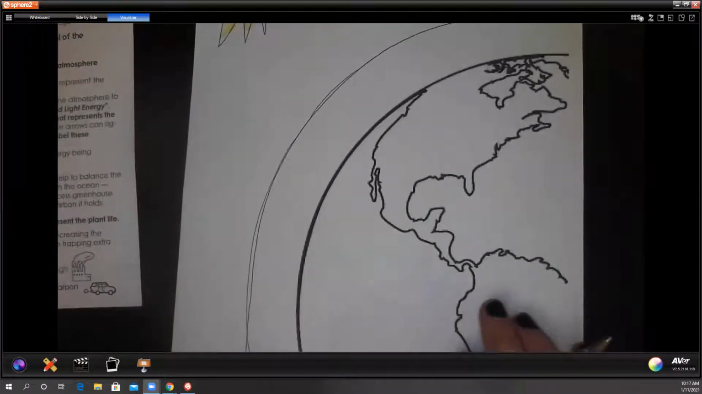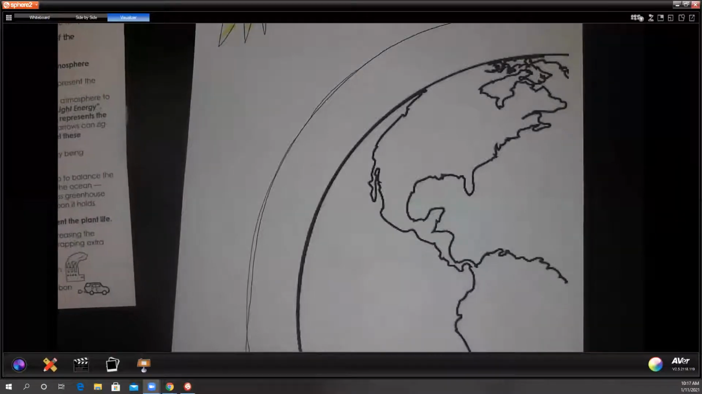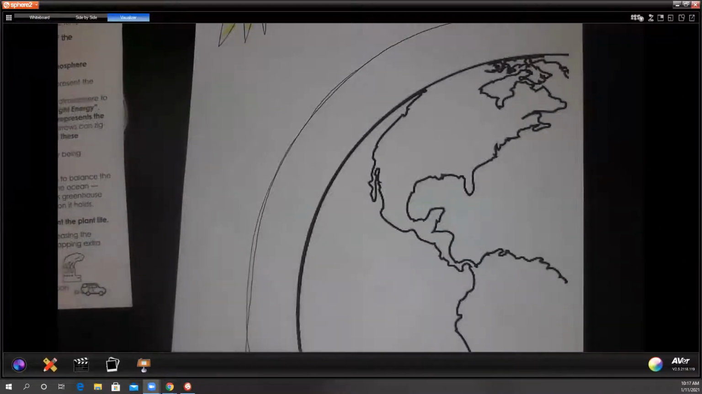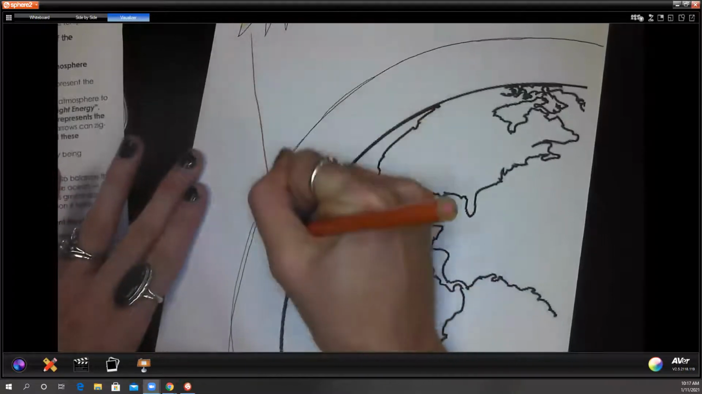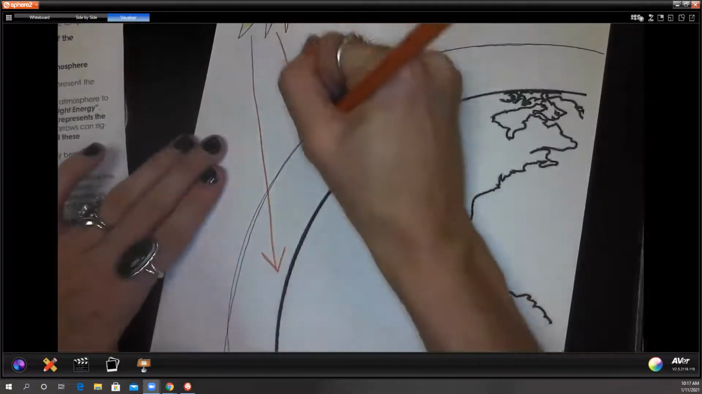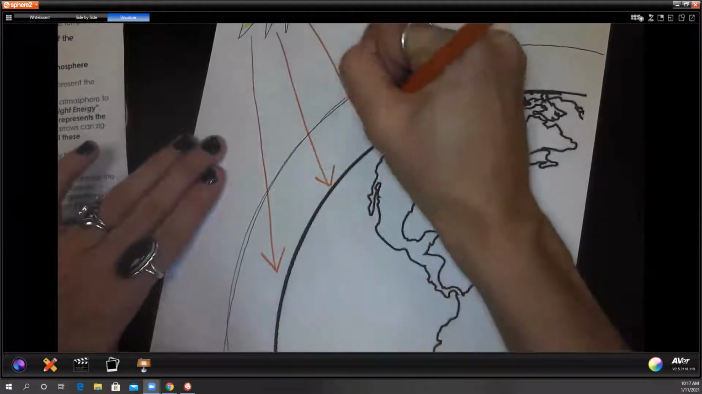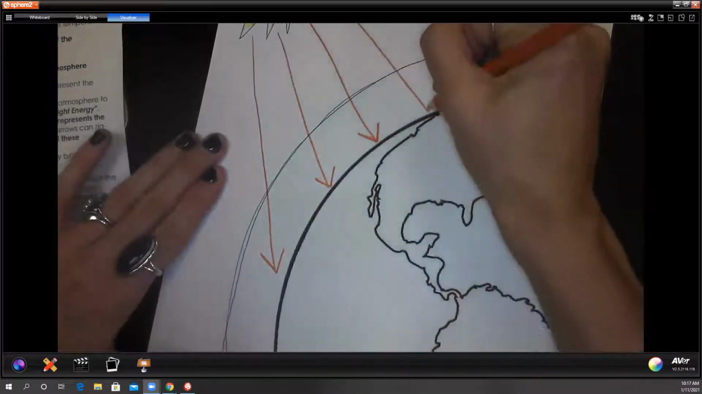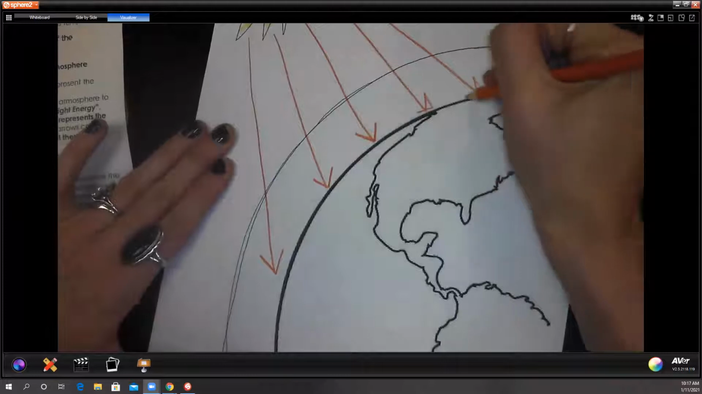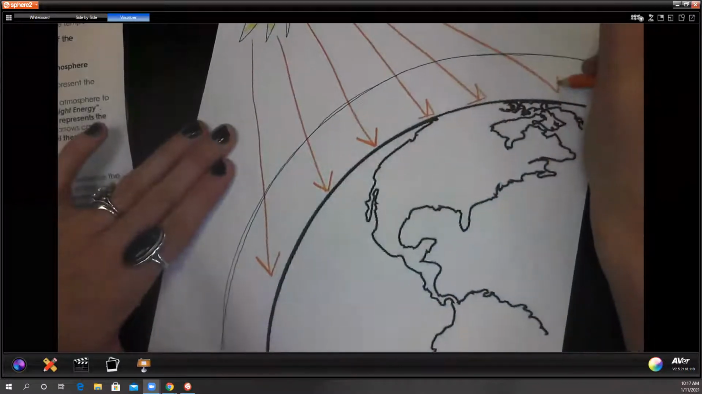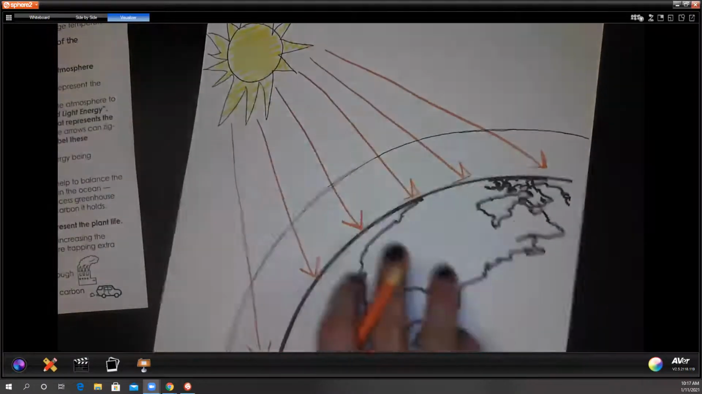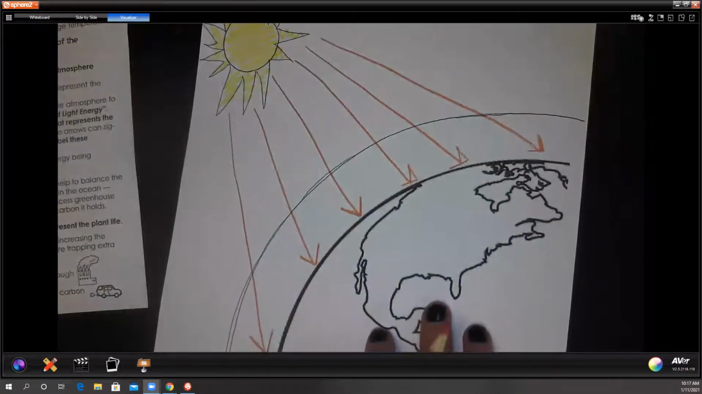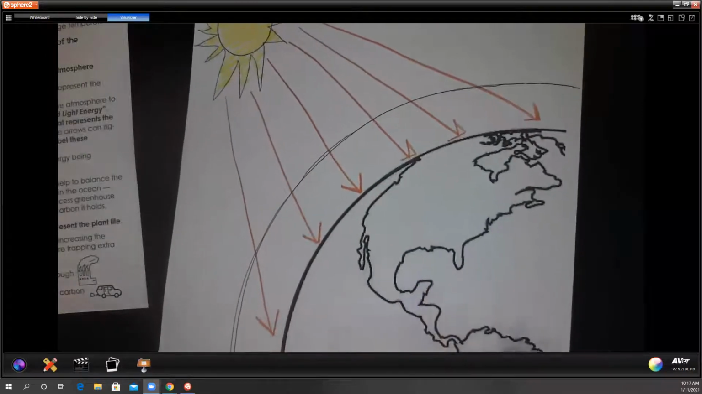Use a ruler to draw 6 orange arrows from the sun to the surface of the Earth. It doesn't have to be with a colored pencil, but I'm going to draw 6 orange arrows. 1, 2, 3, 4, 5, 6. So I've got arrows from the sun, and they're moving through those gases initially and hitting Earth's surface.